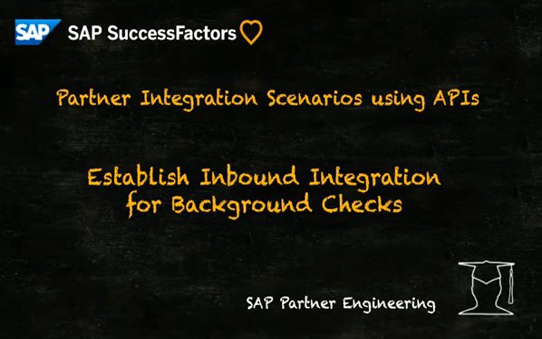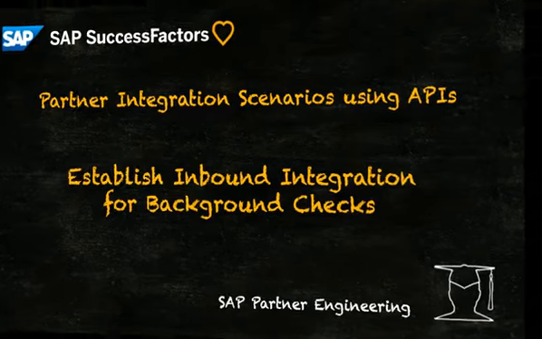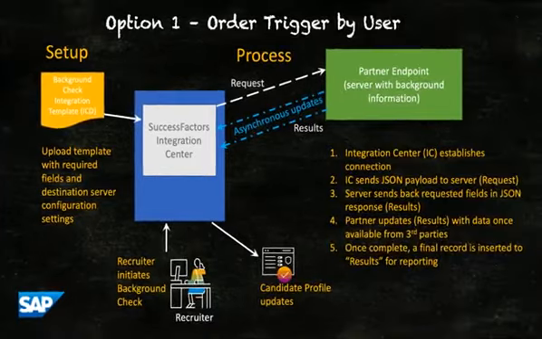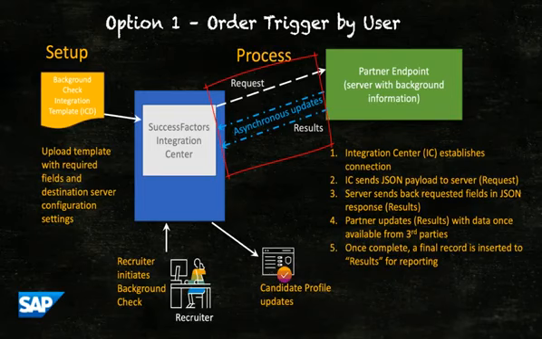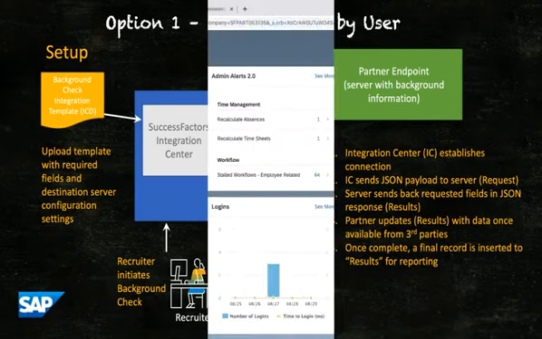My name is Julie. In this particular series, we've been looking at the integration setup and configuration for a background check vendor. In this video, we'll finish the topic off by looking at the inbound scenario. More specifically, if we look at either option 1 or option 2, we're looking at the asynchronous updates of the information coming from the background check vendor endpoint system into SuccessFactors to update the candidate profiles.